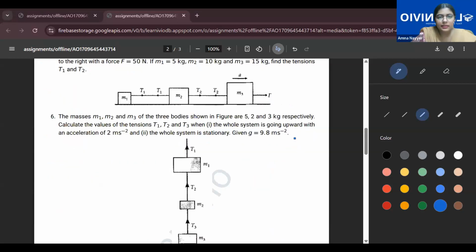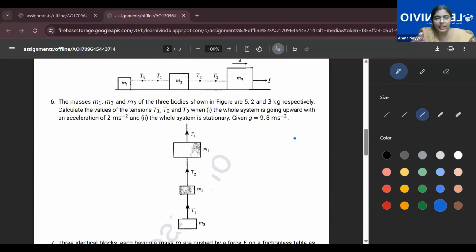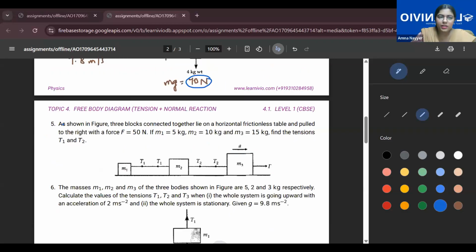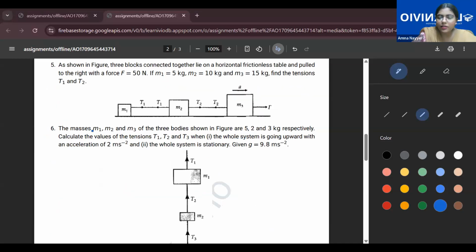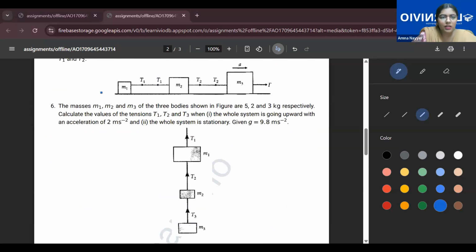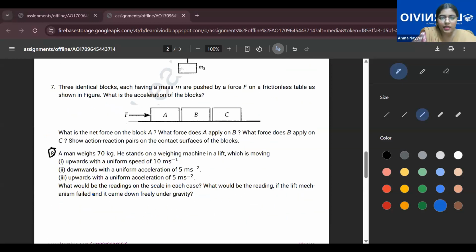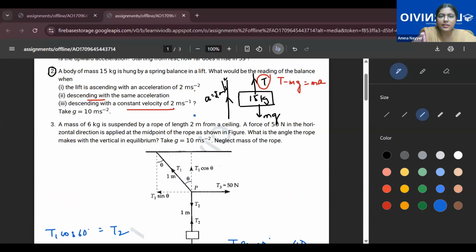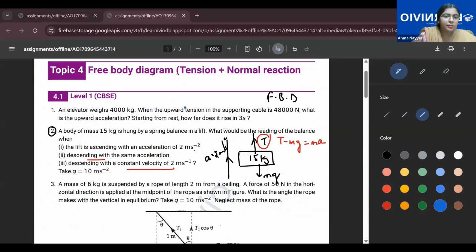Fifth, sixth class, we have already done it in the class. The fifth one also you should try by yourself. From the leftover questions from this assignment, I'll give it to you today because these assignment questions are very good. Here these are from the reference book, but this one is from your NCERT. This one is from the NCERT. This is from your NCERT. This elevator one is from the NCERT.